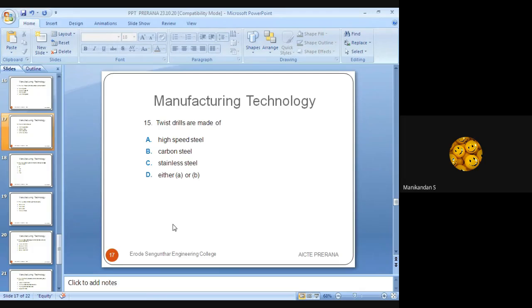Next one. Twist drills are made of: high speed steel, carbon steel, stainless steel, or either A or B. Which one is the correct one? Anybody knows the answer?